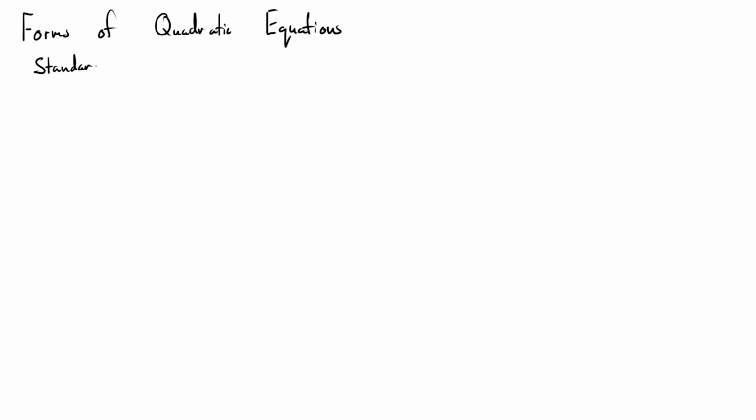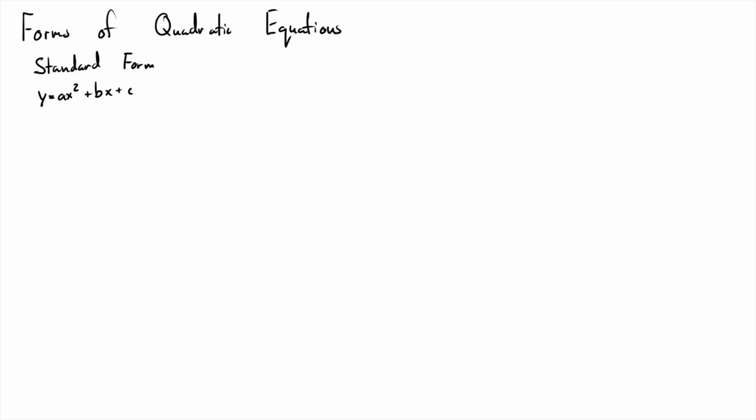Okay, so standard form. The standard form of a quadratic equation is going to look like y equals ax squared plus bx plus c, where a, b, and c are just some numbers. They can be fractions, they can be decimals, they can be whole numbers, they can be positive, they can be negative. They're just numbers. A, b, and c are just numbers, and of course x and y are our variables. And the only other extra thing that I'll say is that a can't be 0.